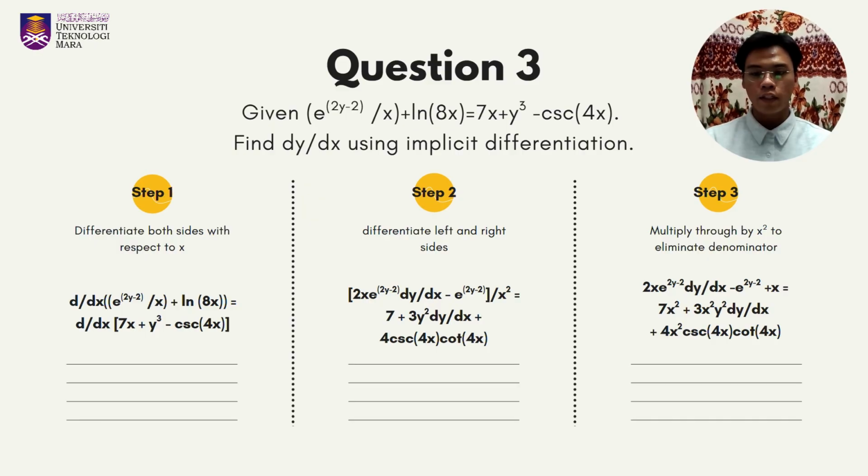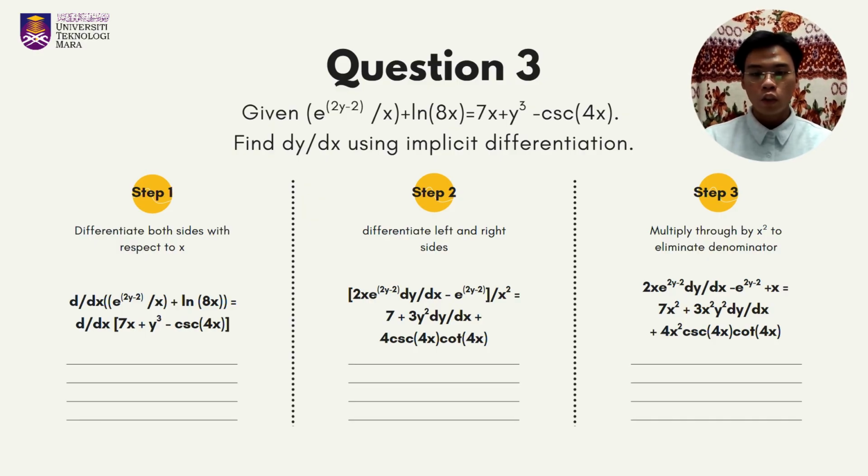You can see there, we will write d over dx, and we just copy the question. We will write d over dx on both sides, the left and the right side. The second step is to differentiate the left and right side. As you can see, the exponent power of 2y minus 2 divided by x, we will use the quotient rule as how we did it in question 2.